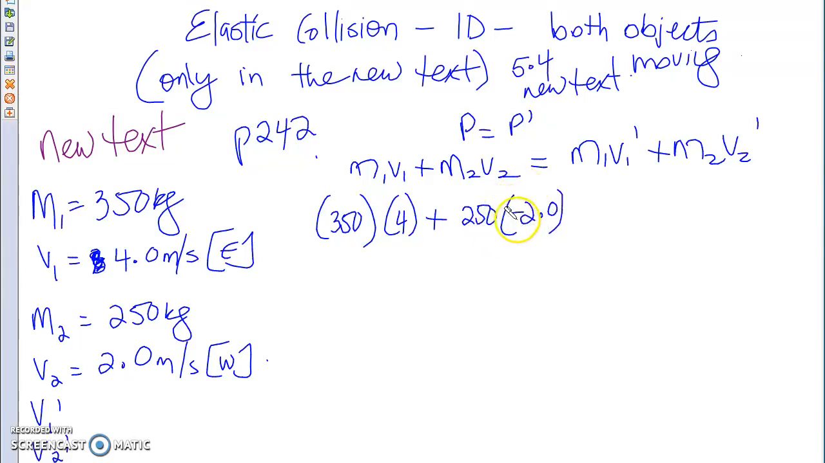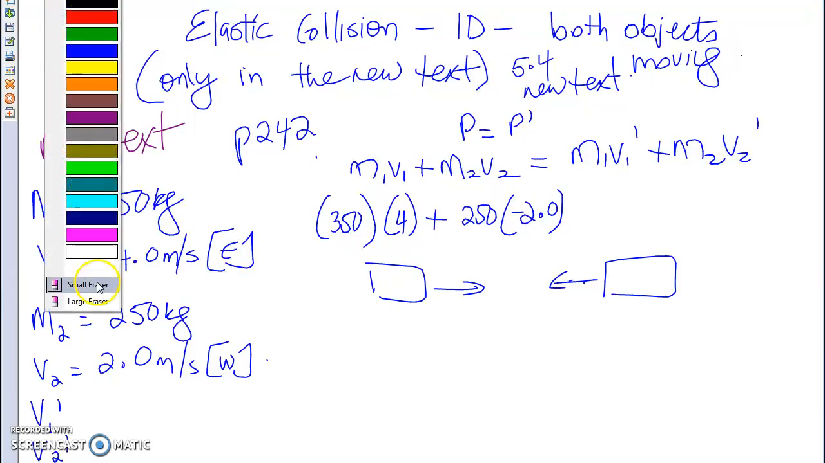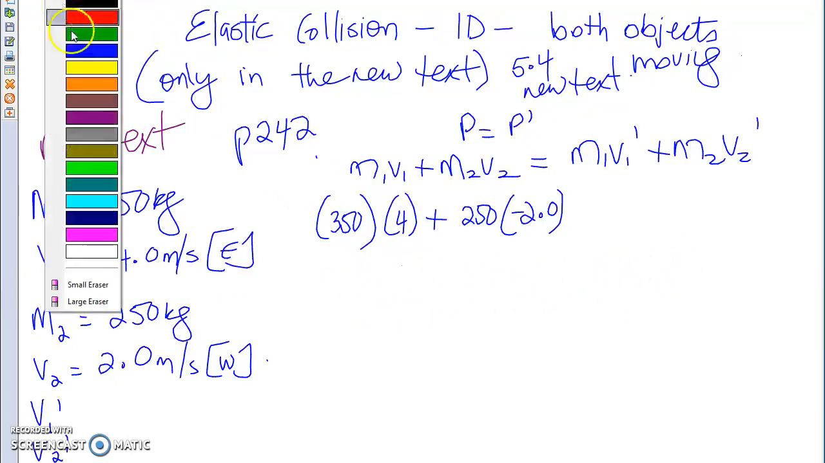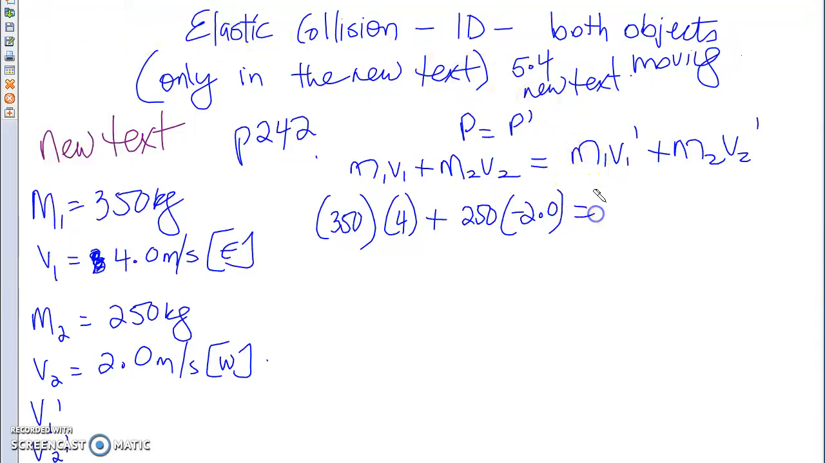Now the reason why it's negative is because they're moving in opposite directions. So you've got one object that is going this way and one object that is moving this way. So of course we've got to make sure that we think about that negative. And on the other side we have 350 times V1 prime plus 250 times V2 prime.